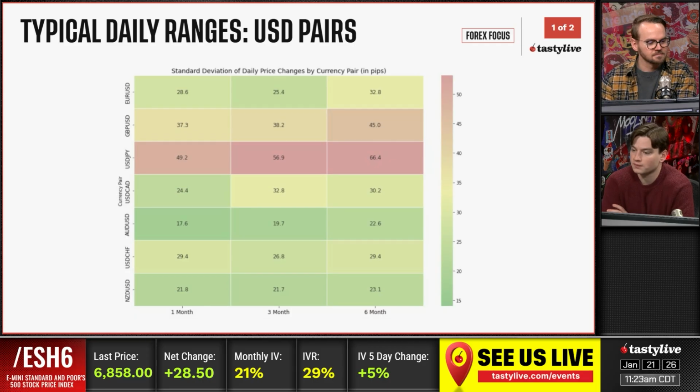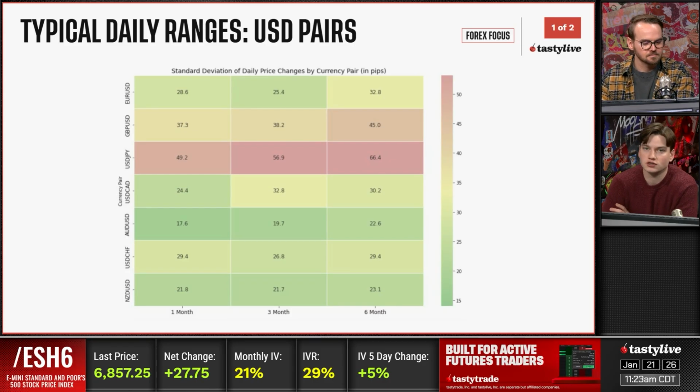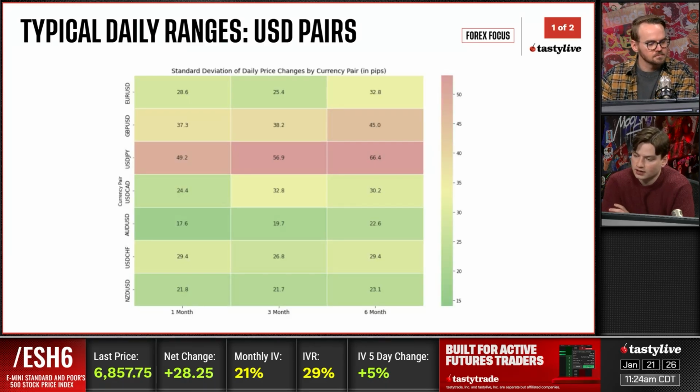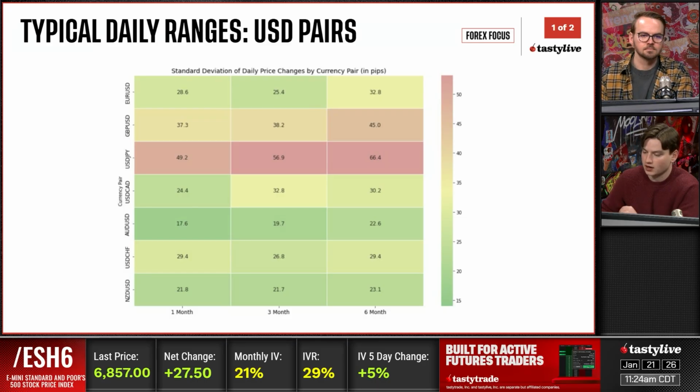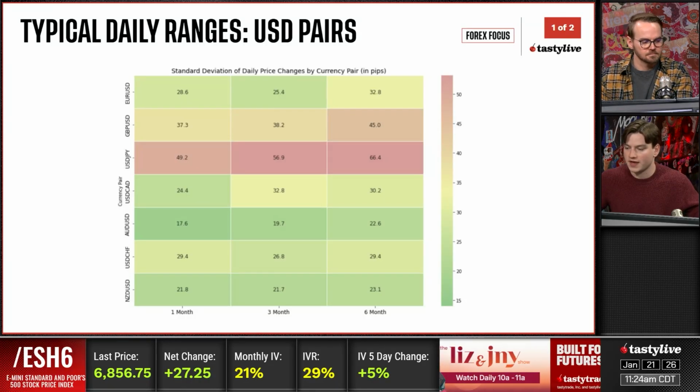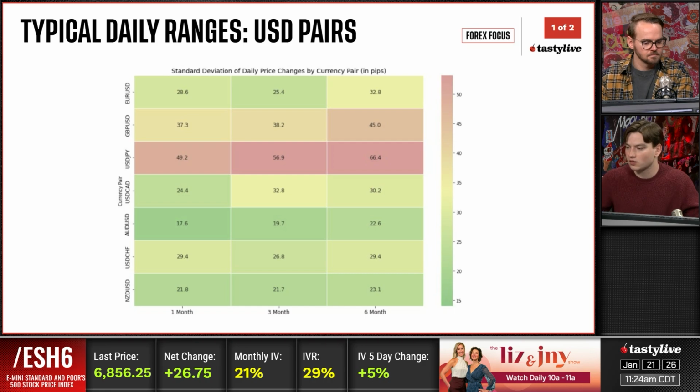Just wanted to give you an update on standard deviation of daily price changes for these US dollar pairs, the most popular US dollar pairs: Euro dollar, pound dollar, dollar yen, dollar Canadian dollar, Australian dollar, Swiss franc, and New Zealand dollar. And right here we've got 3 time horizons: 1 month, 3 month, and 6 month. The typical approach from the research team here, and more standard practice, would be to center around that 3-month average.